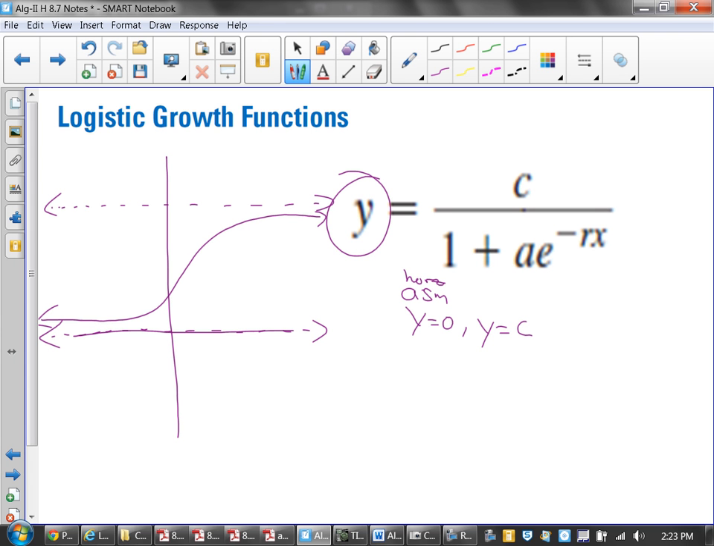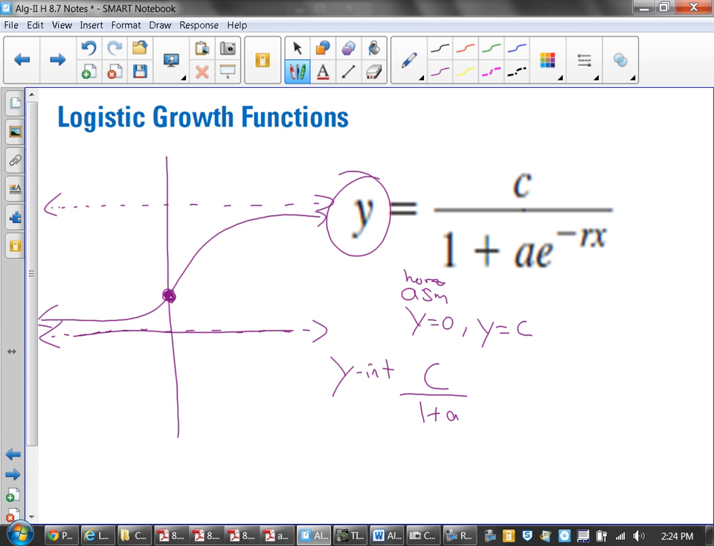All these graphs look like this. Now, the 2 points that you have to plot, the first is going to be your y-intercept. And the y-intercept is always located at the c value divided by 1 plus the a value. I'm going to do an example numerically and walk you through it. It's very, very simple. That's how you find your y-intercept.